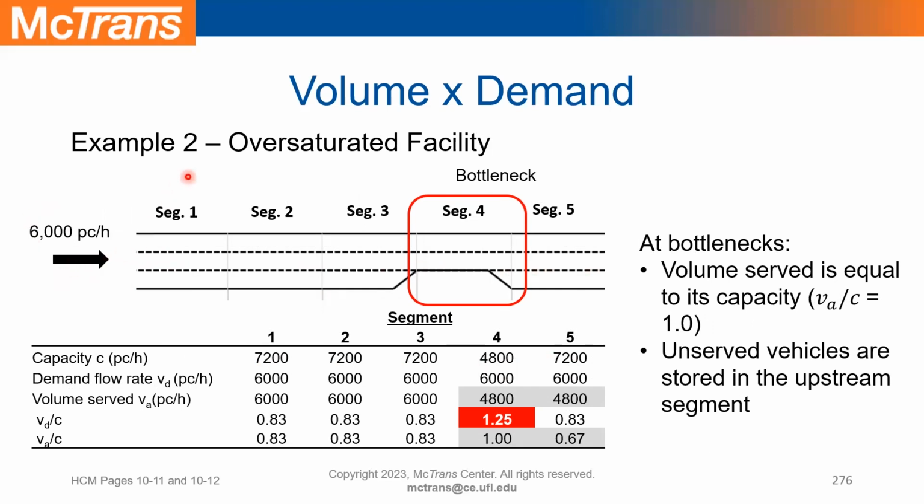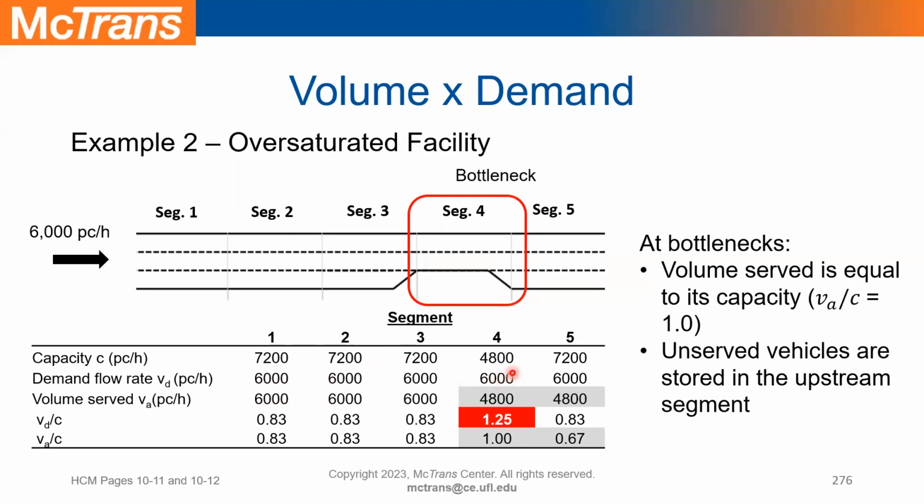What happens is that for segment 1, our capacity is 7,200, more than our demand. So all the demand is going to be served. So volume served is going to stay at 6,000. Then for segment number 2, the same story as segment number 3. They're all the same. Let's take a look into segment number 4.